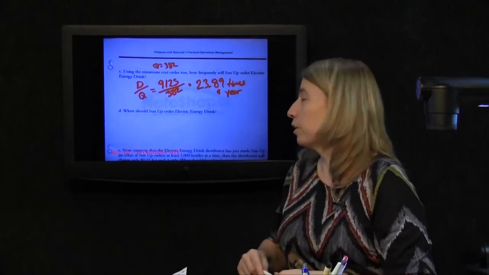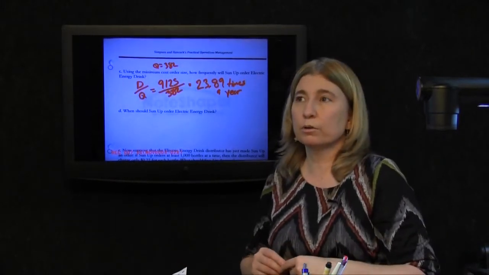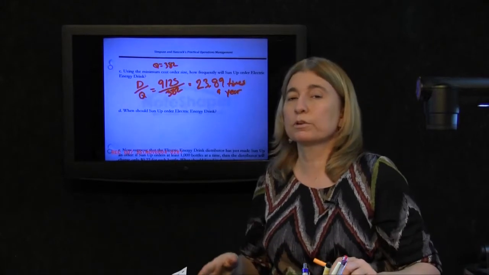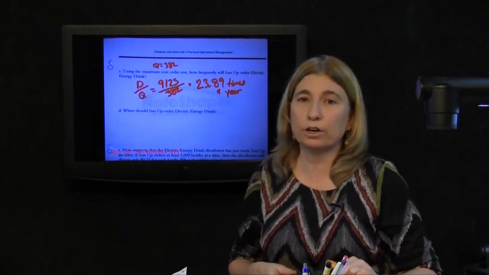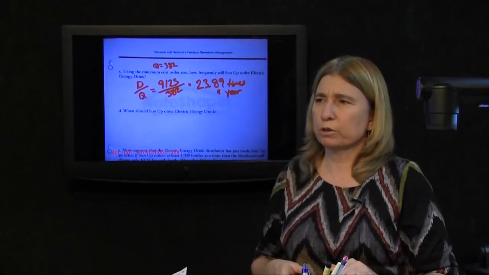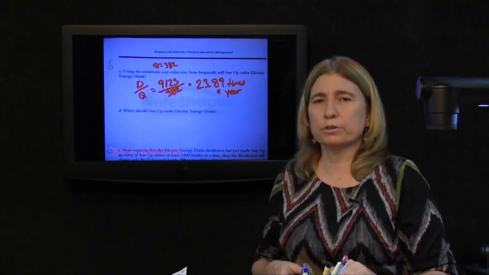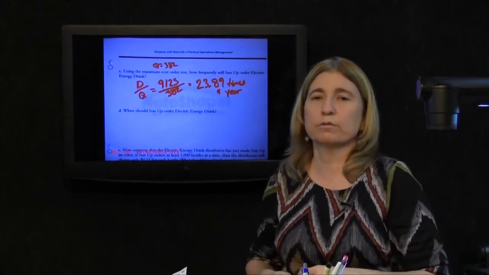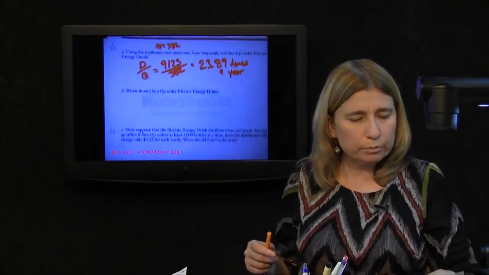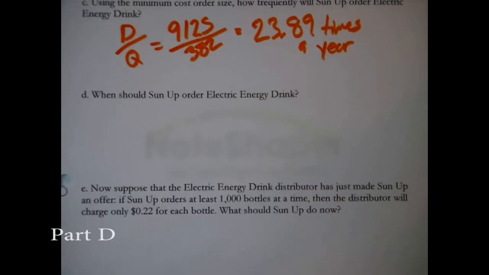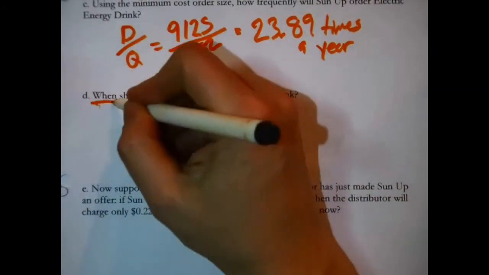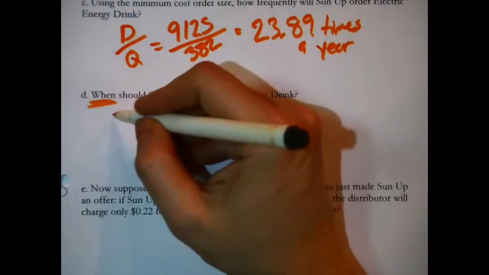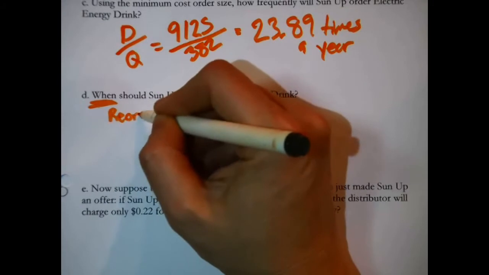Because that's what D divided by Q tells you, the number of orders a year. So out of the entire year, they're going to be ordering nearly 24 times, which works out to be about every 2 weeks. But fine, there's their frequency of ordering. What else do they want to know? When should SunUp order electric energy drink? The question is when. The answer to when is the reorder point.